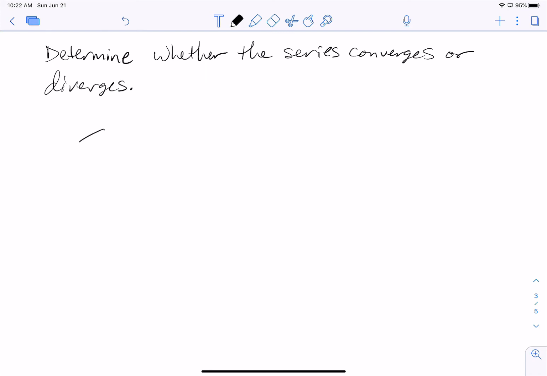Now I'd like for you to determine whether the sum as n goes from 1 to infinity of 6 to the n over 5 to the n minus 1 converges or diverges. Pause the video and come back when you have an answer.